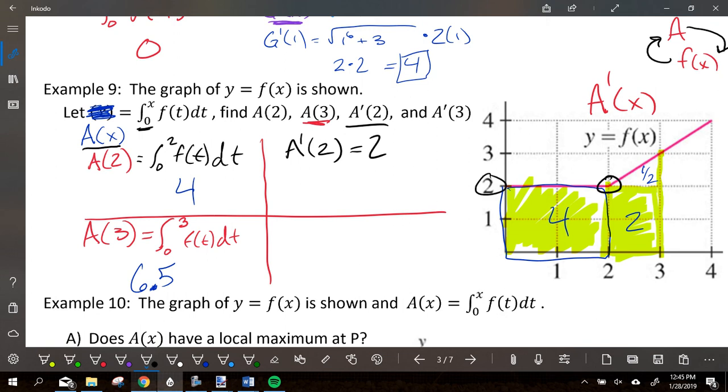The answer is 2. That is a different question from A double prime, and I don't want to confuse us. What would A double prime be? Undefined, because you would be looking for the slope right here, and I can't tell you the slope right there because it's a corner point. A double prime would be the slope, but that's not what we did here. So the last one, look at it. A prime at 3. Show me with your fingers, what is A prime at 3 going to be? A prime at 3 is 3. Problem solved.